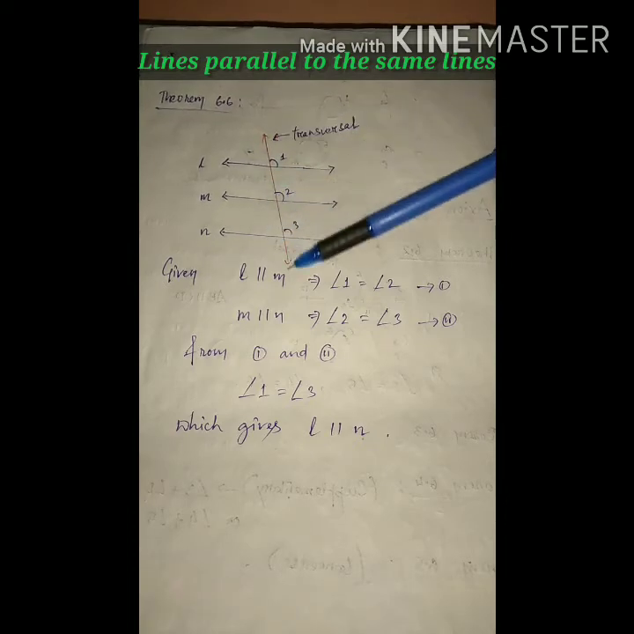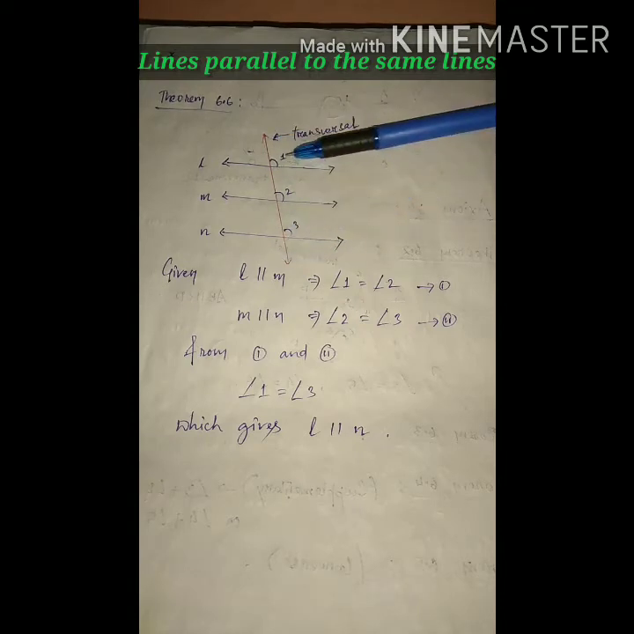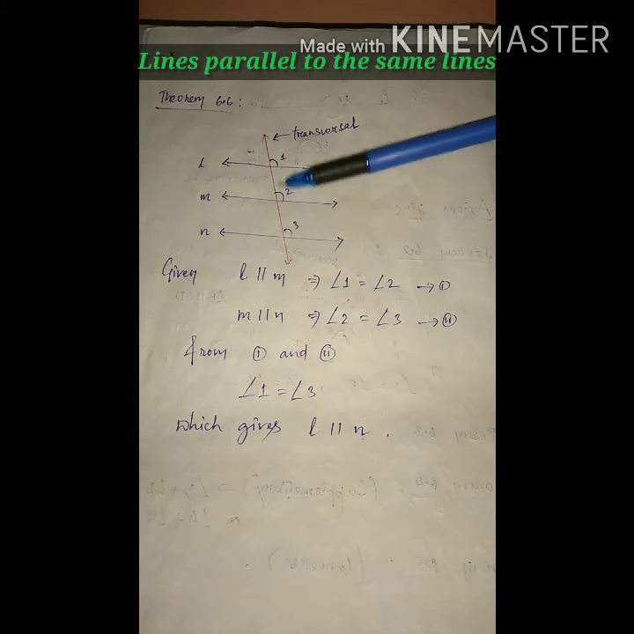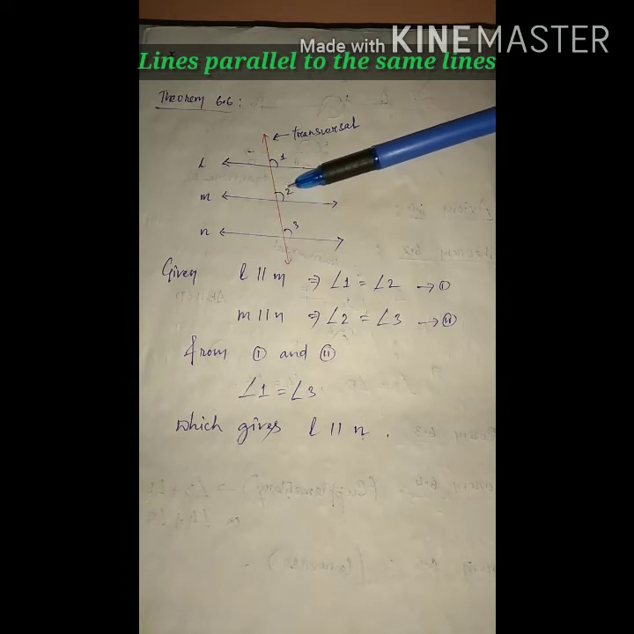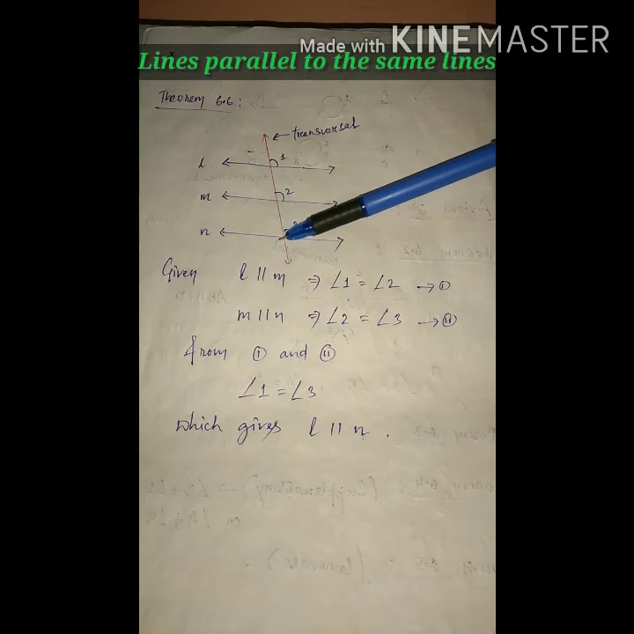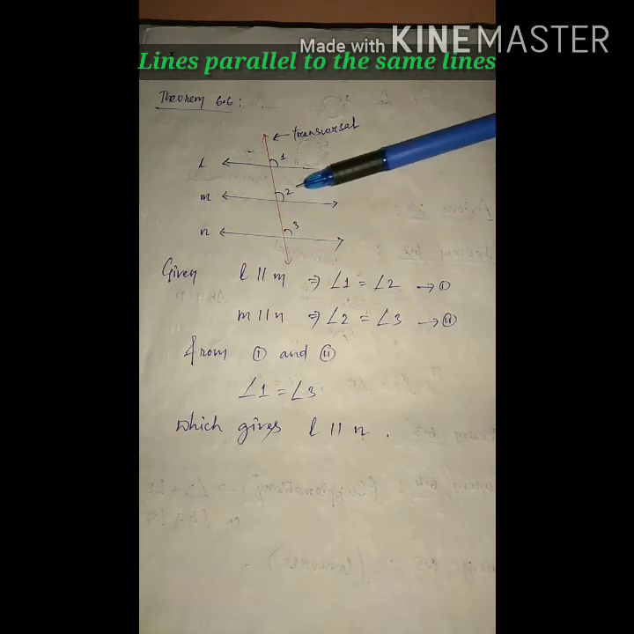In this case this red line is a transversal. If L and M are parallel, here we consider some angles 1, 2, 3. So if L and M are parallel, then angle 1 is equal to angle 2. Easily we can say, by which criteria? By corresponding angles. Since two lines are parallel, their corresponding angles are always equal, we know. So that's why we write 1 equal to 2. Similarly, M is parallel to N given to you. If these two are parallel, this one is a transversal. So angle 2 is equal to angle 3 by the corresponding angle condition.